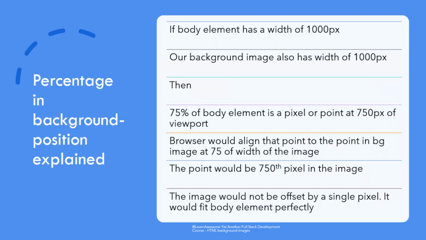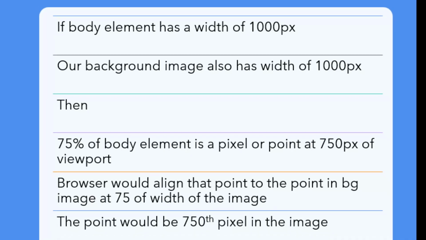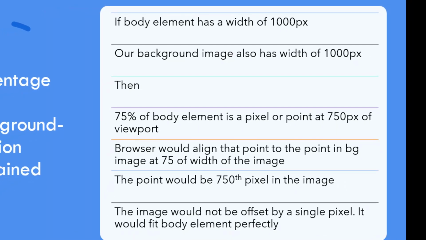To put it in perspective, if a body element has a width of 1000 pixels and our background image also has a width of 1000 pixels, then 75% of body element is a point at 750th pixel of the viewport. So the browser would align it to the point in image at 75% of width of the background image, which is image pixel at 750 pixels. This means the image would not start even 1 pixel offset from left edge of the body element. It would fit perfectly within the body element.